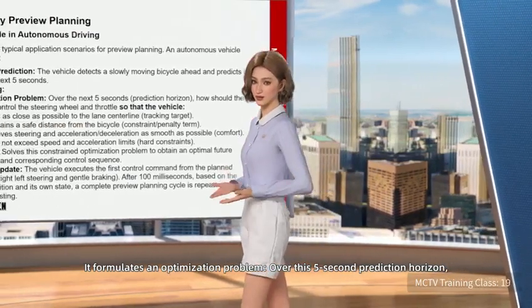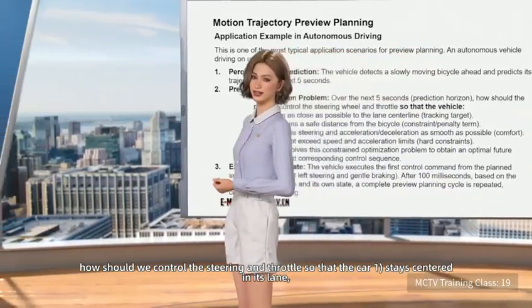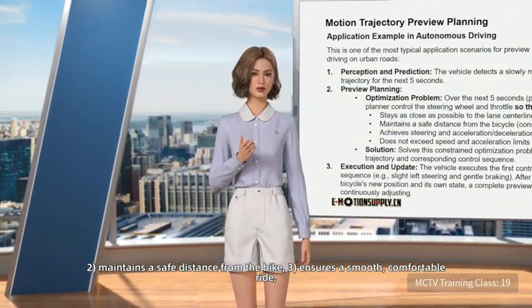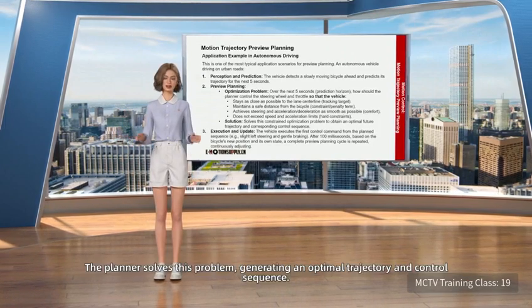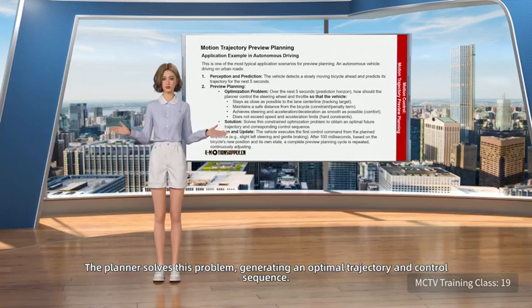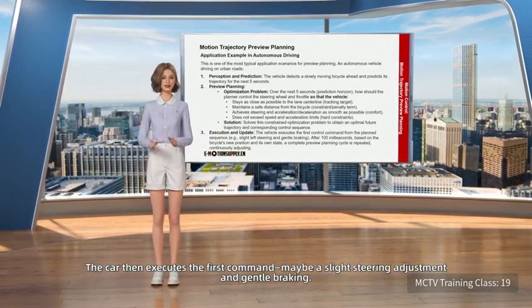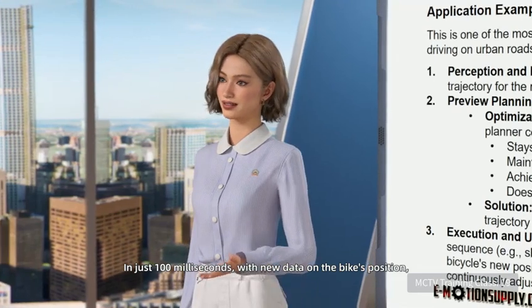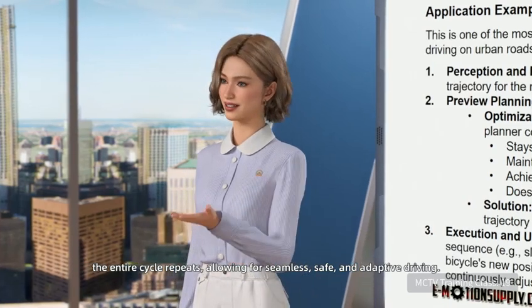Over this 5-second prediction horizon, how should we control the steering and throttle so that the car 1 stays centered in its lane, 2 maintains a safe distance from the bike, 3 ensures a smooth, comfortable ride, and 4 never exceeds speed limits? The planner solves this problem, generating an optimal trajectory and control sequence. The car then executes the first command, maybe a slight steering adjustment and gentle braking. In just 100 milliseconds, with new data on the bike's position, the entire cycle repeats, allowing for seamless, safe, and adaptive driving.